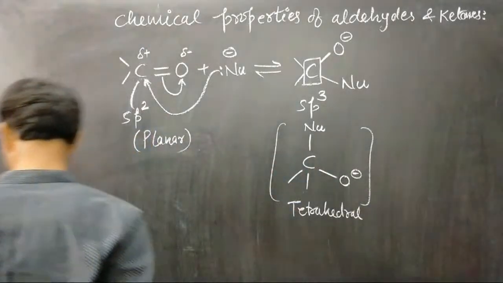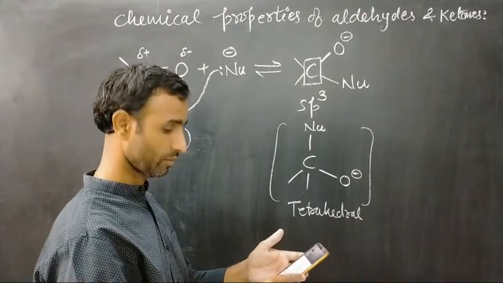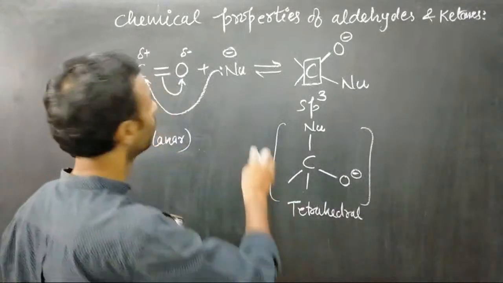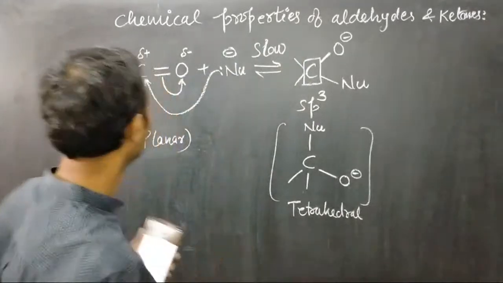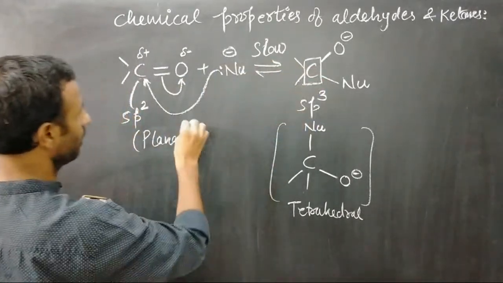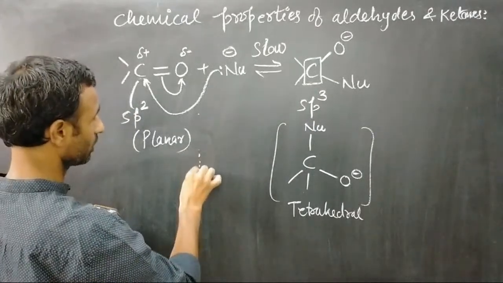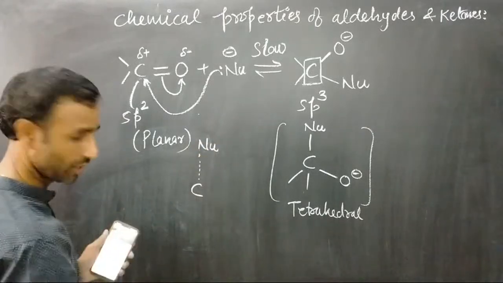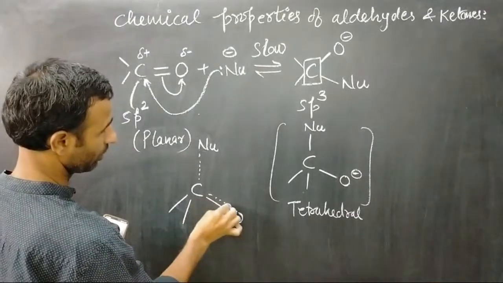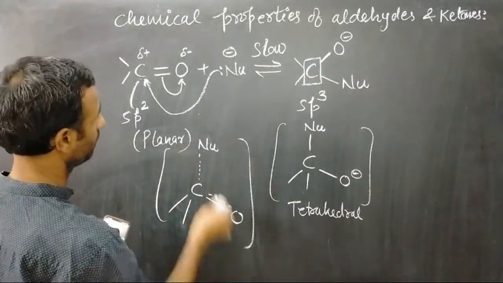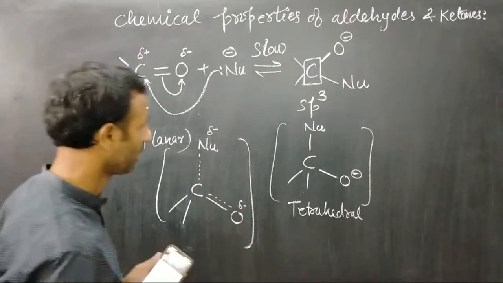And it becomes sp3, right? So this is the slow step, attack of nucleophile. Before going to this stage, there is a transition state where nucleophile starts attaching to the carbon, and there is a breaking of bond. It is partially negative. This is also partial negative.